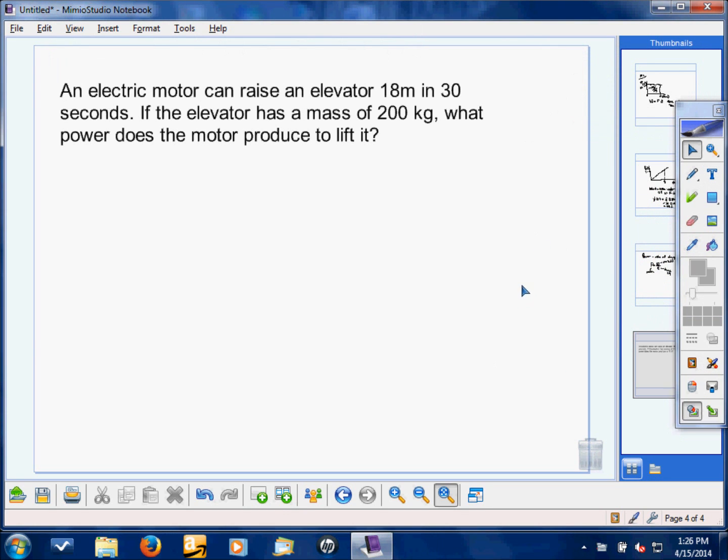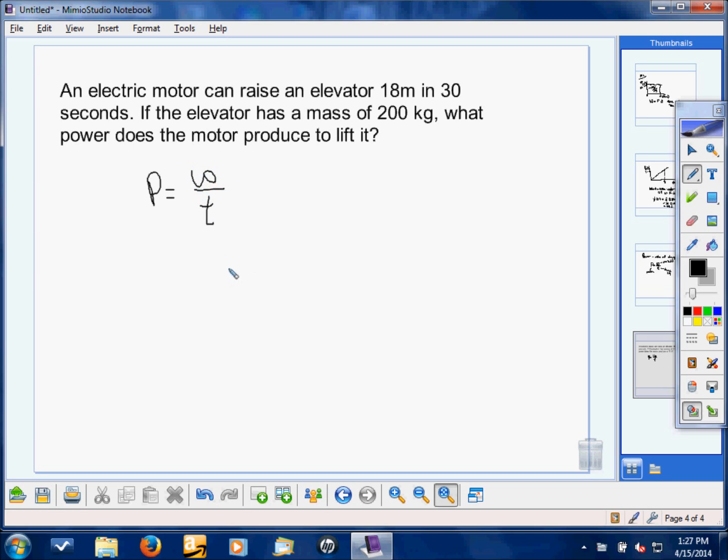Okay, so we're going to do a problem for the power equation now. An electric motor can raise an elevator 18 meters in 30 seconds. If the elevator has a mass of 200 kilograms, what power does the motor produce to lift it? It's got to have the power in order to lift it. We know we have the equation: P equals work over time.